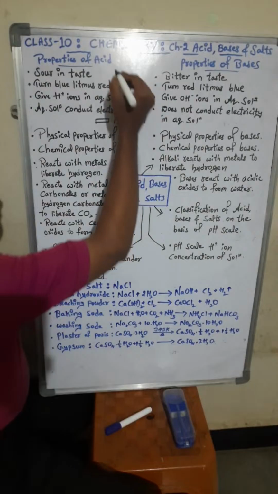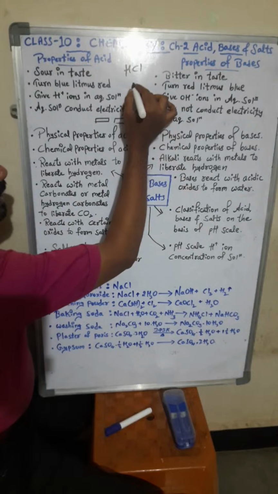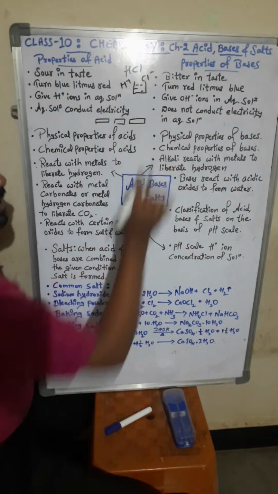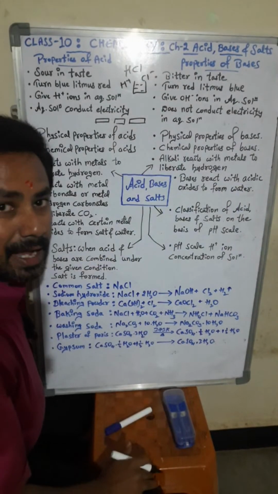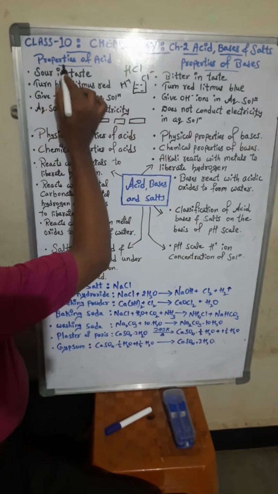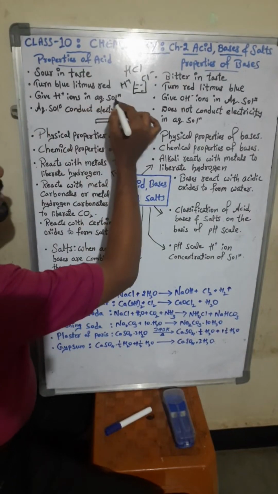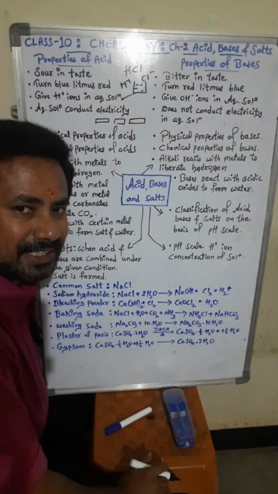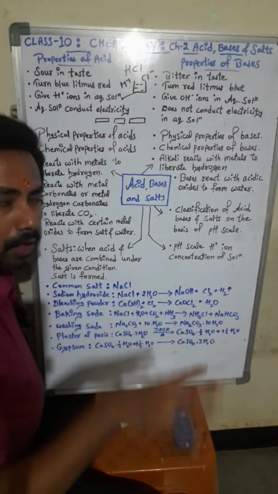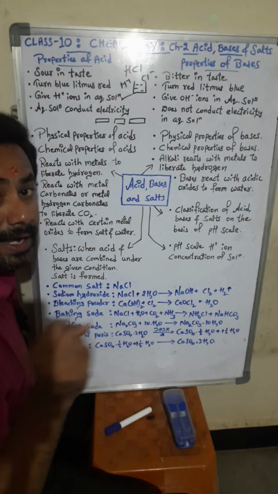Example, you think. HCl is an acid. When you pour it in water, aqueous solution, H plus and Cl minus ions will be separated. These are ions. So, the property of acid is that they give positive hydrogen ions in aqueous solution. Is it clear? When you pour the acid in water or any fluid, that is called an aqueous solution, they conduct electricity.